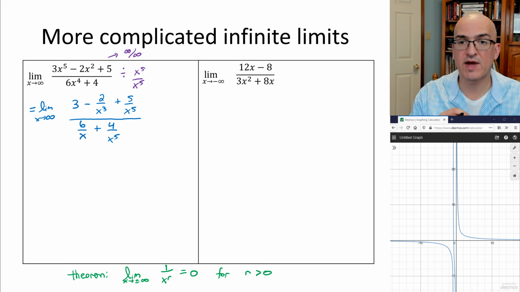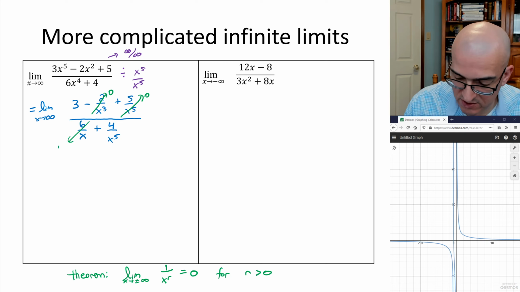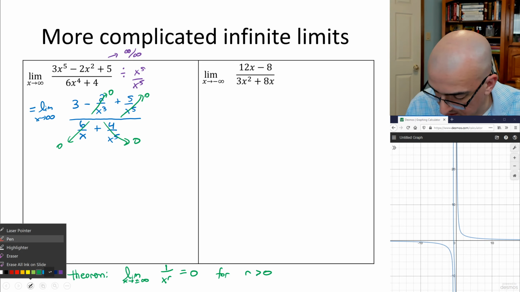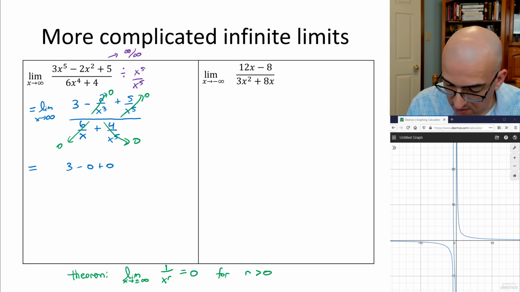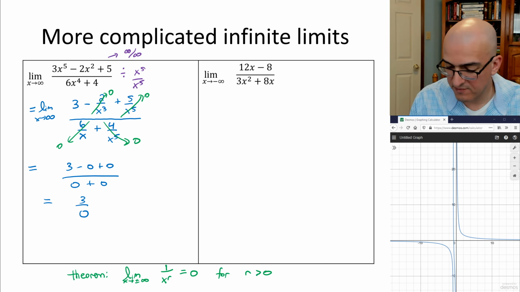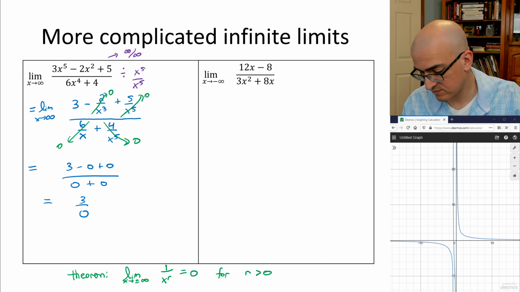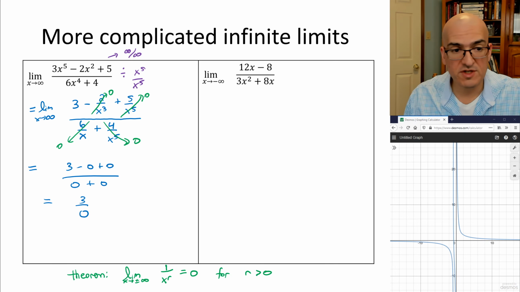So looking at the pieces we have, which pieces look like this? Constant over x to the power of r. 2 over x cubed, that goes to 0. 5 over x to the 5 goes to 0. 6 over x goes to 0. 4 over x to the 5 goes to 0. Now I'll write down all the pieces. We get 3 minus 0 plus 0 over 0 plus 0. We get 3 over 0, which is undefined.